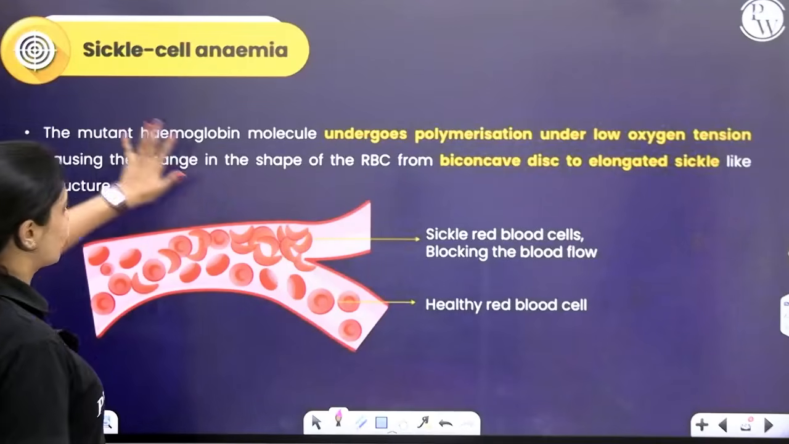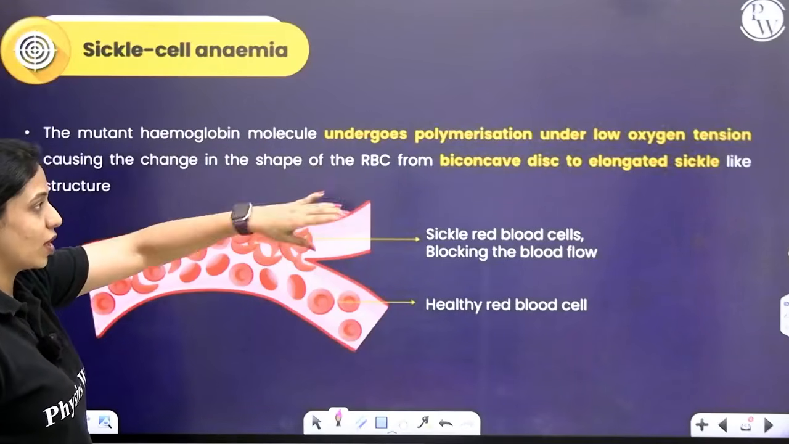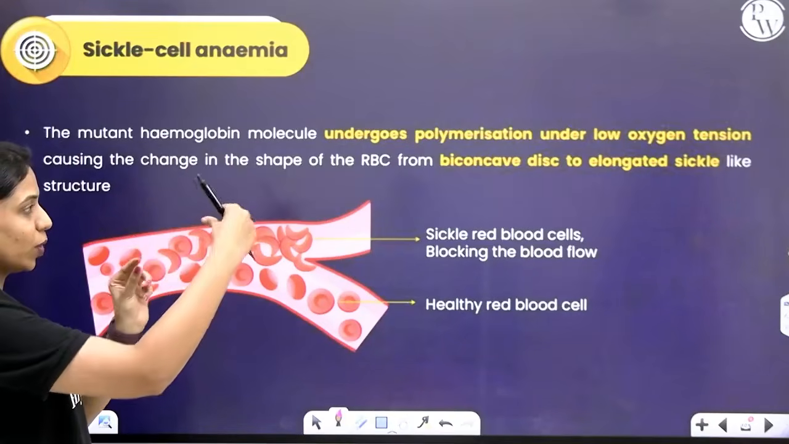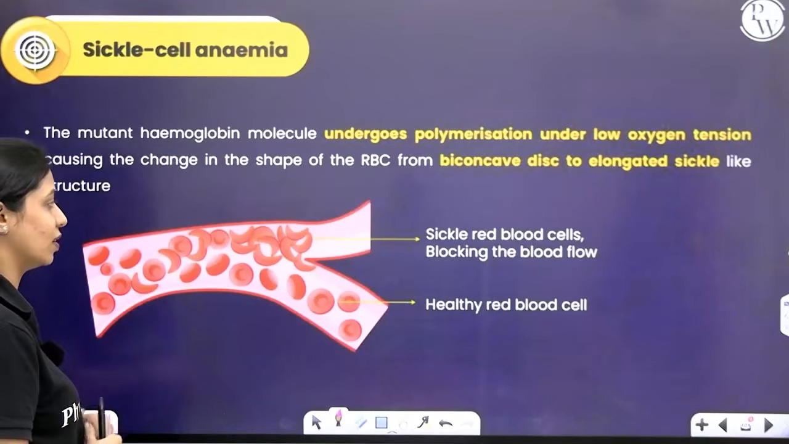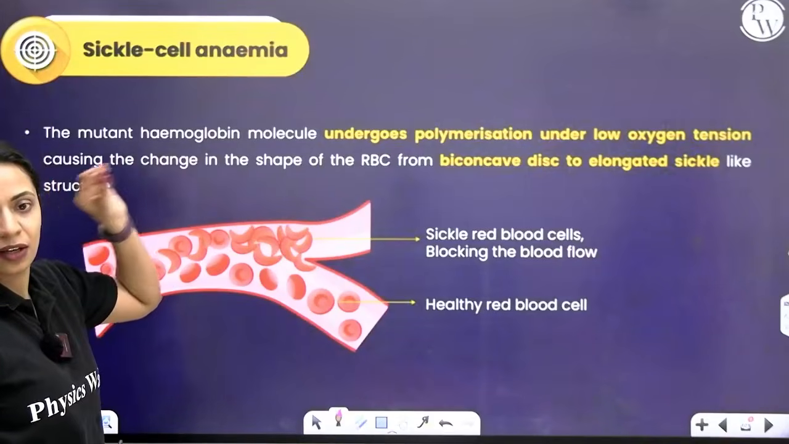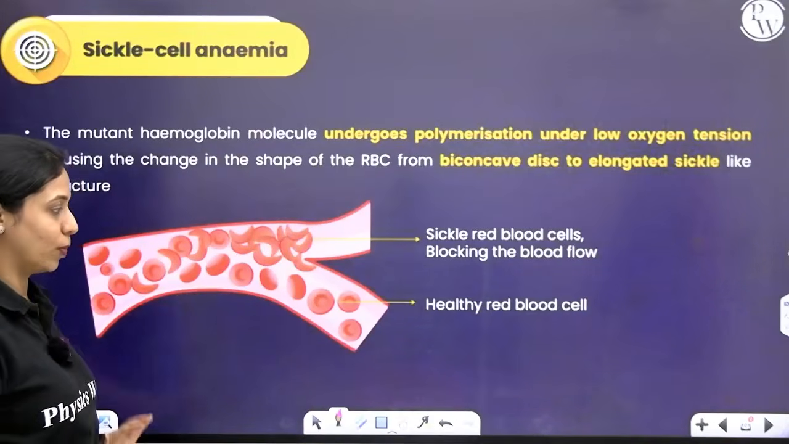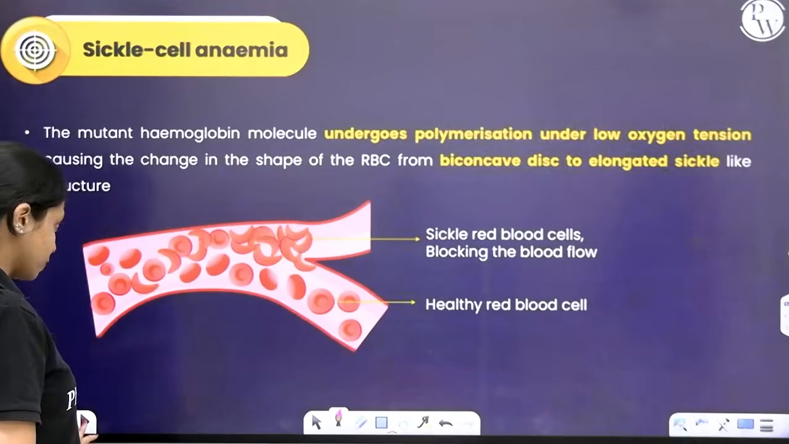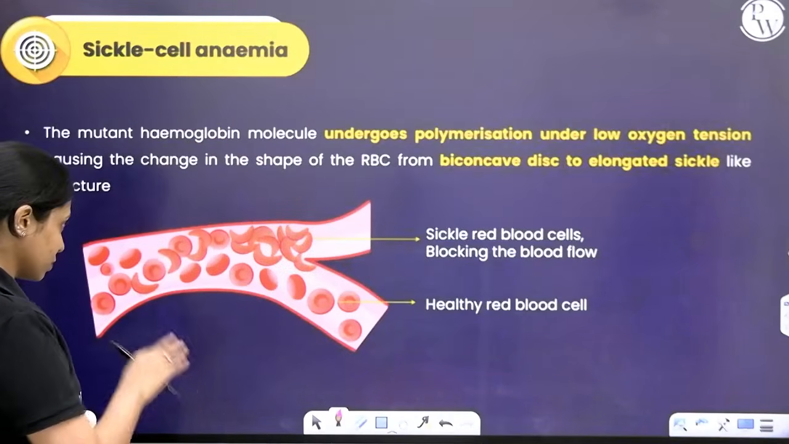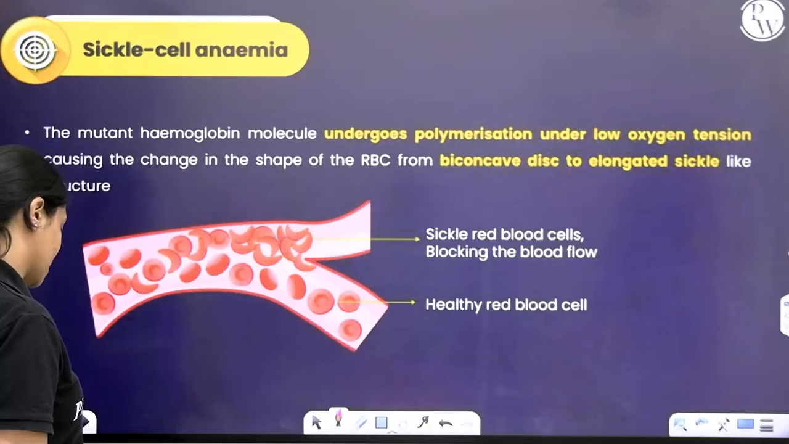So mutant hemoglobin molecules undergo polymerization under low oxygen tension, causing change in the shape of RBC from biconcave to elongated sickle-like structure. When it is sickle-like structure, it kind of causes clots and blocks the way for blood, okay, because of its shape. That is the issue that happens, okay.